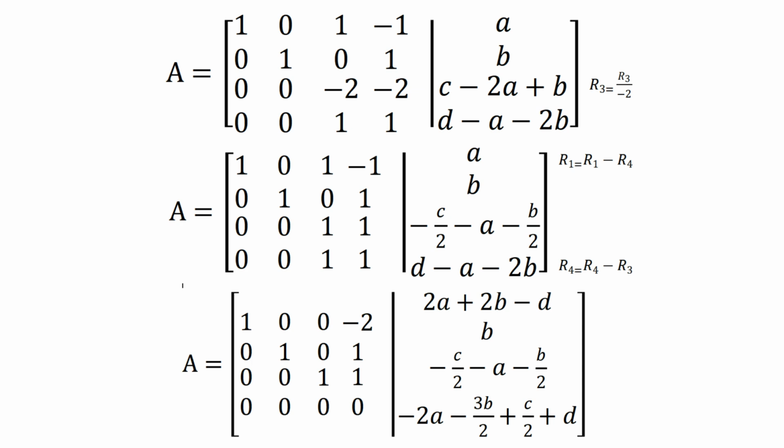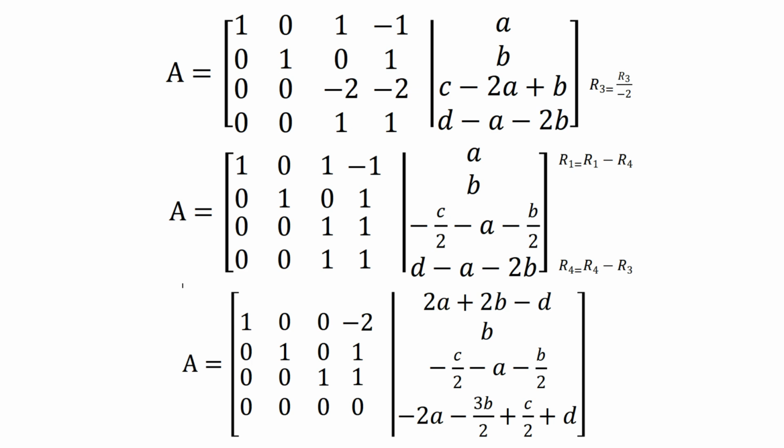Our last column, since our row 1 is A and our row 4 is D minus A minus 2B, we are going to subtract A from our row 4, which is D minus A minus 2B. So we arrive at this solution, 2A plus 2B minus D. And just copy row 2, which is B, and also row 3, which is negative C over 2 minus A minus B over 2.